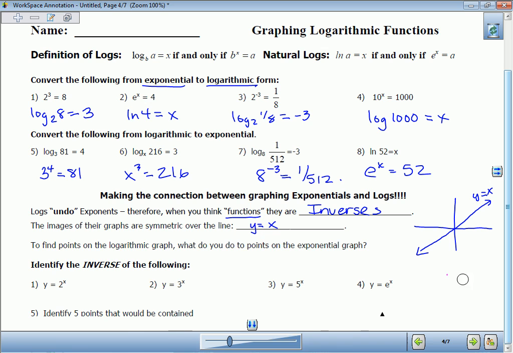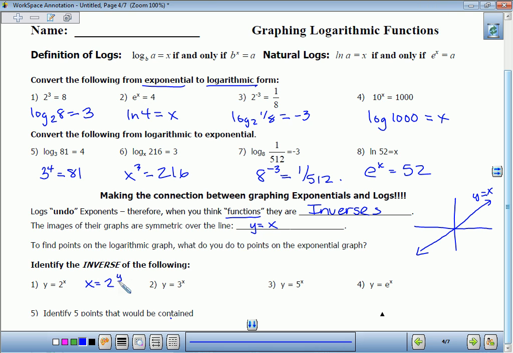So we're going to figure out what the inverse of these exponential functions are. So remember to find inverses of equations, the first thing we did was we switched the x and y. So we'll do that first. If I have y equals 2 to the x, I have to think of this as x equals 2 to the y. So we switch the x and y, and we solve for y. That was our steps for finding an inverse. Step 1 was switch the x and y. And step 2 was solve for y.